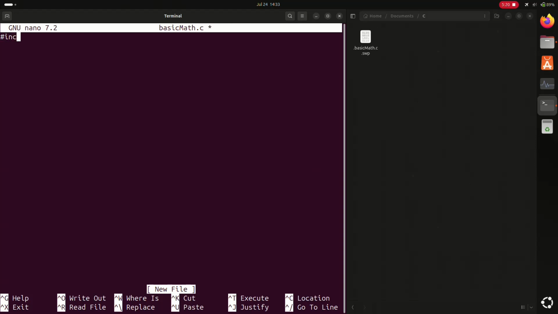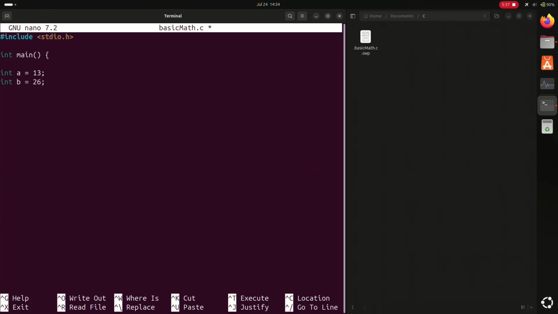Hashtag include stdio dot h, then main parenthesis, then curly. Now to do some basic mathematical functions, what do we have to do? We have to write some variables. So what is the variable? I'm making some variables in integer. int a equal to, let's say, 13, int b equal to, let's say, 26.